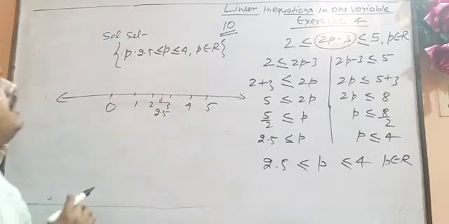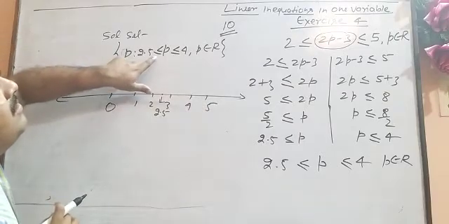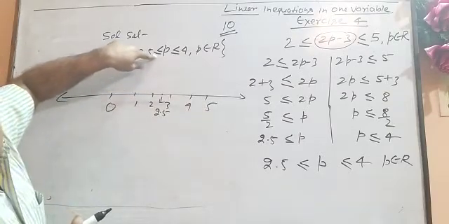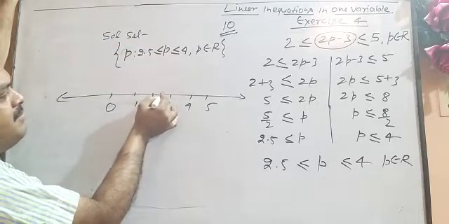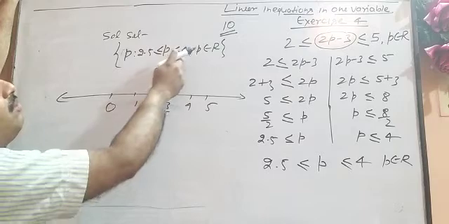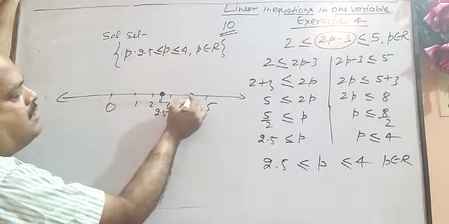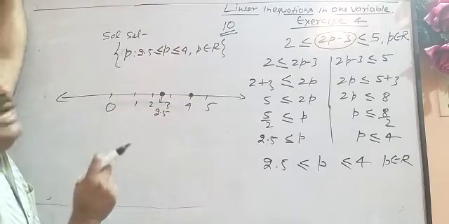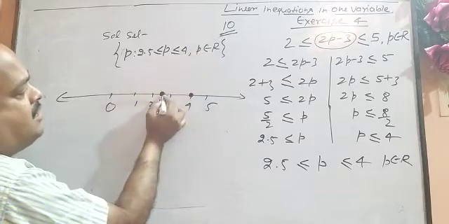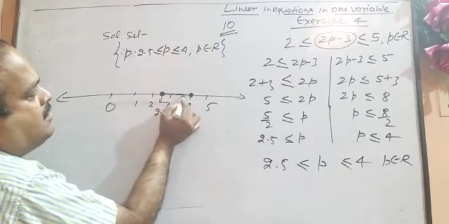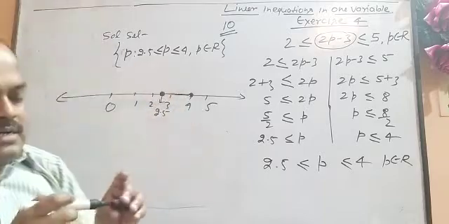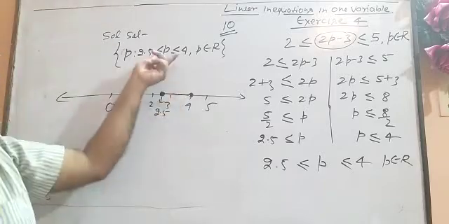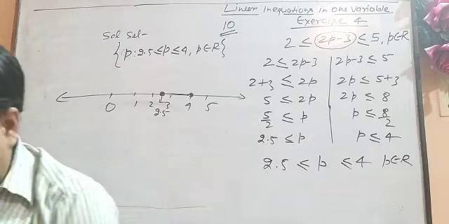4, it is here. So we can see that the equal to symbol is also there. So what shall we do at this 2.5? Dot. 4. Dot. And we need to draw the thicker line because p belongs to R. So this part is the graphical part. So I have graphed the solution set on the number line.